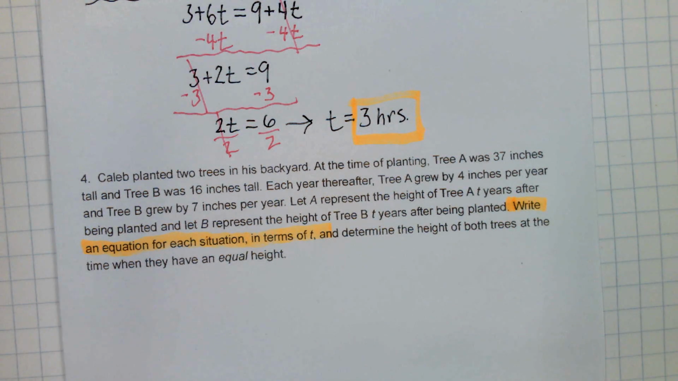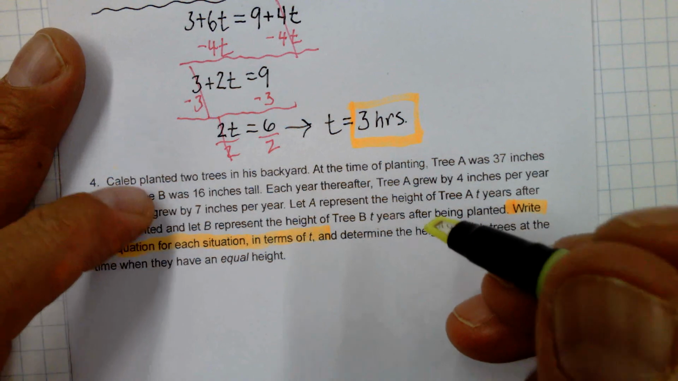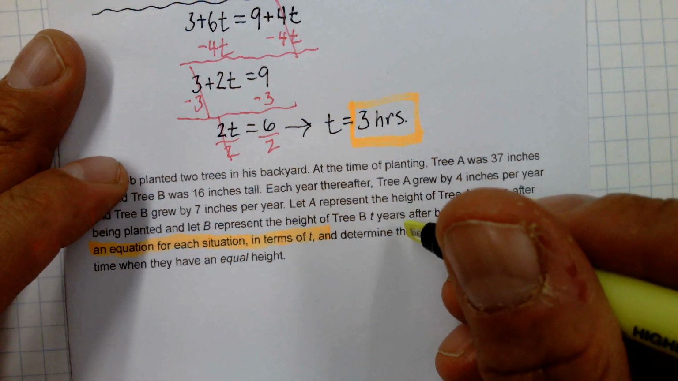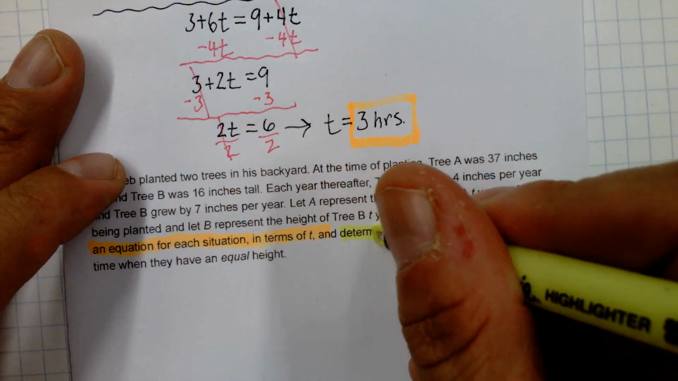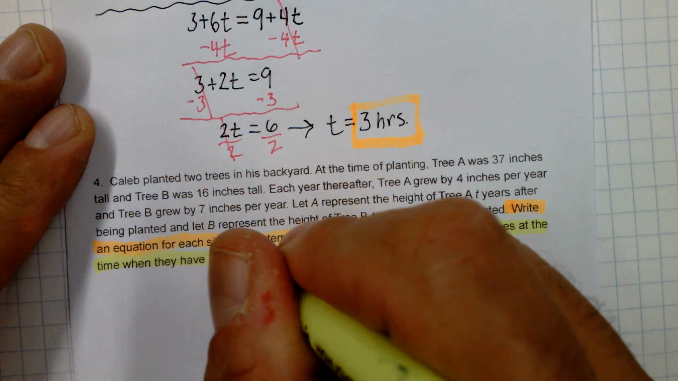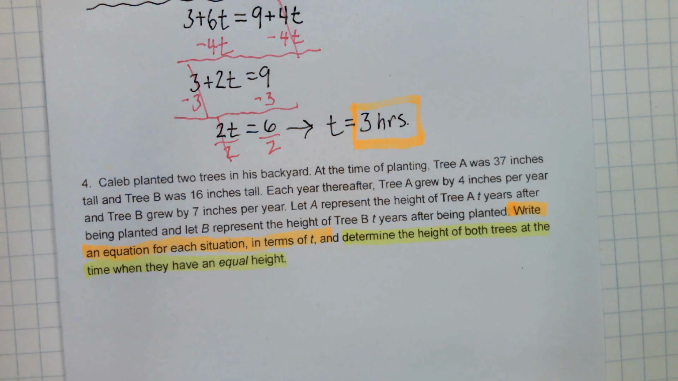And then the other thing they're asking us to find is to determine the height of both trees at the time when they have equal height. Okay. So this is a little bit different. Determine the height. So we're going to do a little more than what we did here. Watch. We want to know when both trees would be of equal height, but we want to know what height that would be. Okay. So let's do it.